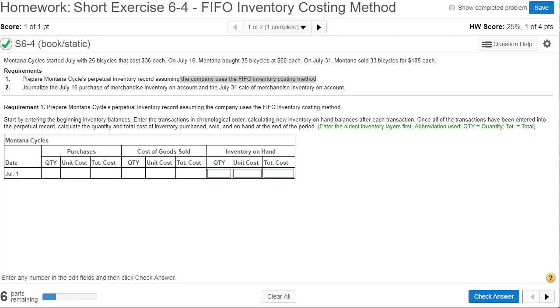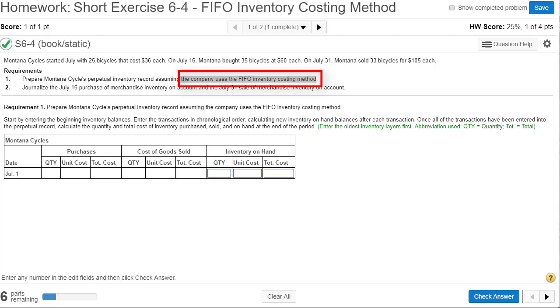Short exercise 6-4, FIFO inventory costing method. So this problem is the same as the previous problem, except in this case, the company uses the FIFO inventory costing method. FIFO stands for first in, first out.